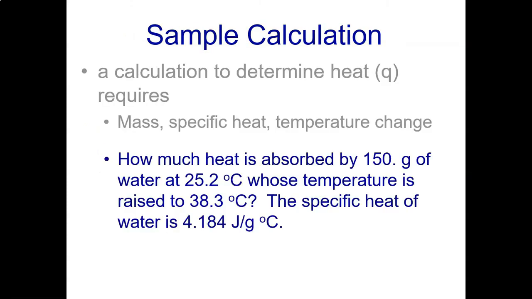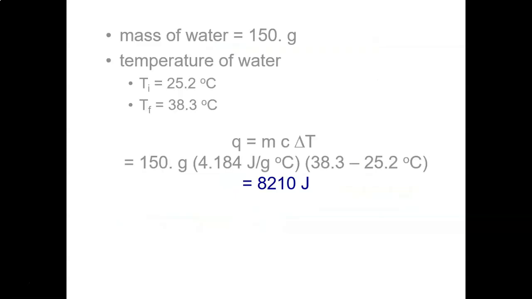Let's do some sample calculation. How much heat is absorbed by 150 grams of water at 25.2 Celsius degrees, whose temperature is raised to 38.3 Celsius degrees? The specific heat of water is 4.184 joule per gram per Celsius. So in this case, we have a change in the temperature. We will apply the equation Q = mcΔT, where the mass, the specific heat capacity, and the change in temperature are given from the problem. And we see that the Q of water equals 8210 joule.